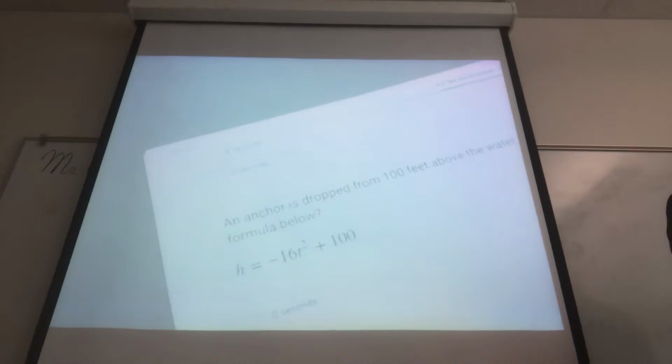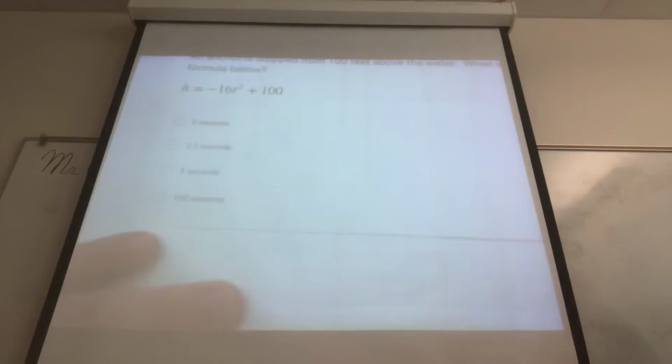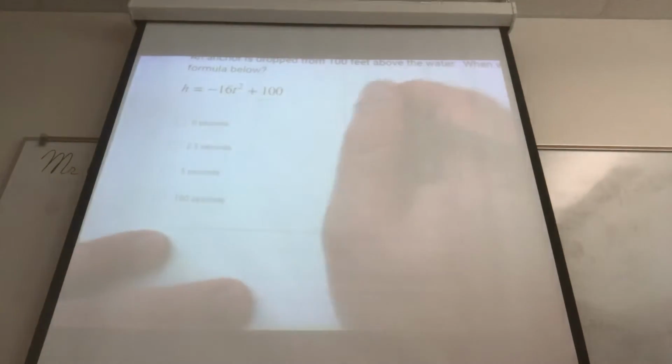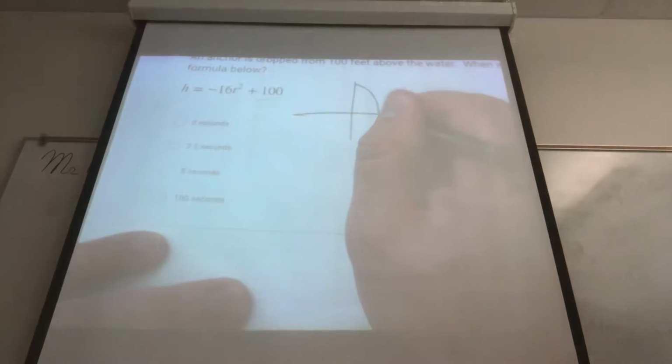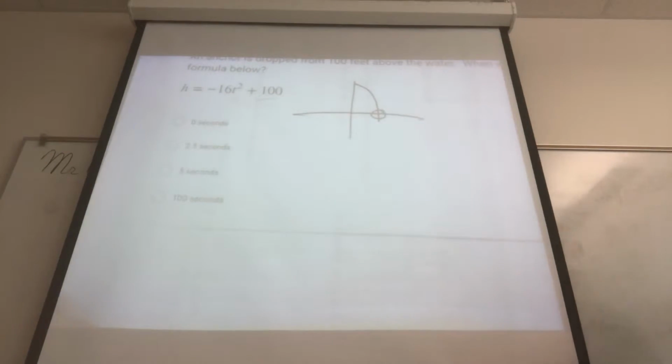Okay, I'm going to skip some of these other rocket ones. The anchor ones are the same kind of thing, except on the anchor, that plus 100 is not your upward force. It's just where we start. So that one's actually going to go like this. On the graph, you'll want to know when it's going to hit the water, when its height is going to be 0.